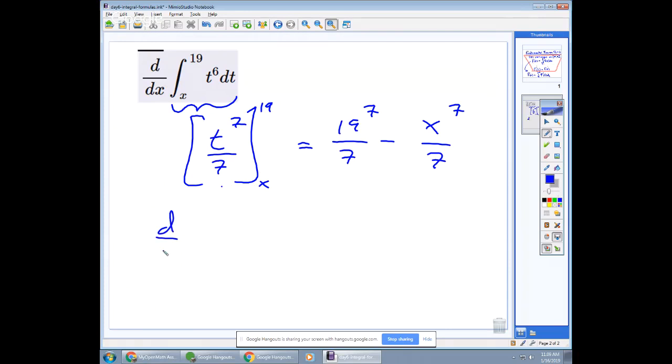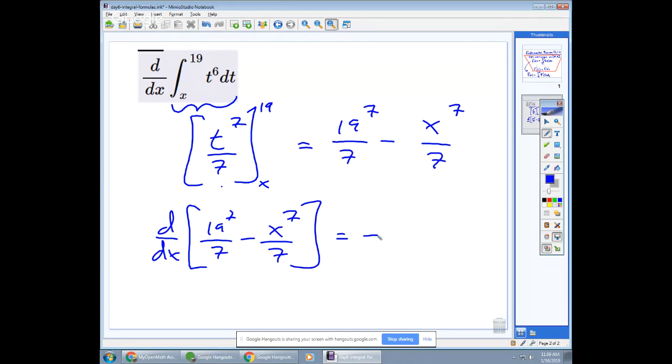So if I were going to take the derivative with respect to x of that new stuff I have, well, 19 to the 7th over 7 is just a constant, right? Then I have a minus, which is like -1, so I'm going to get a negative. The derivative of x to the 7th is 7 times x to the 6th. And this is divided by 7, which means I get a negative x to the 6th.